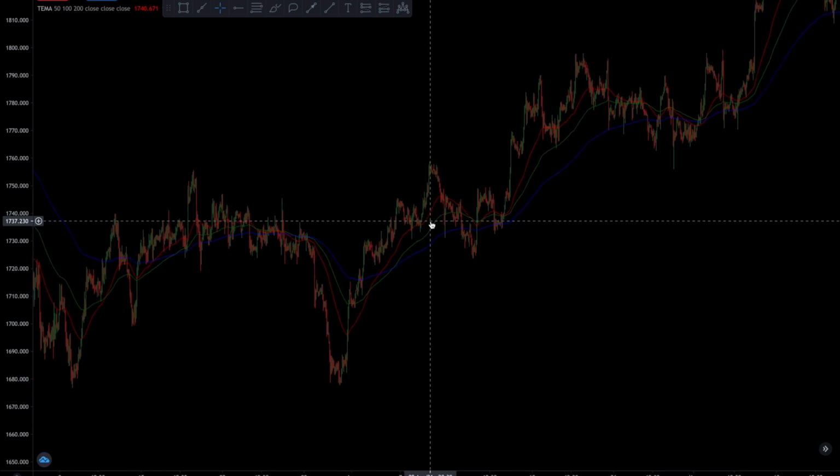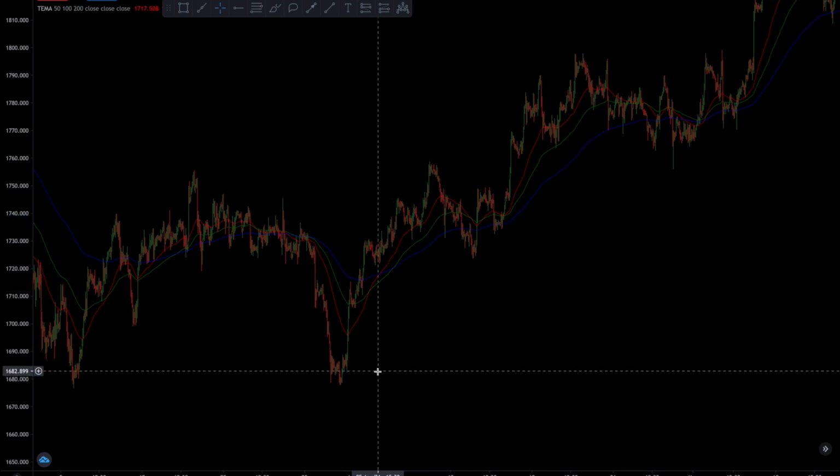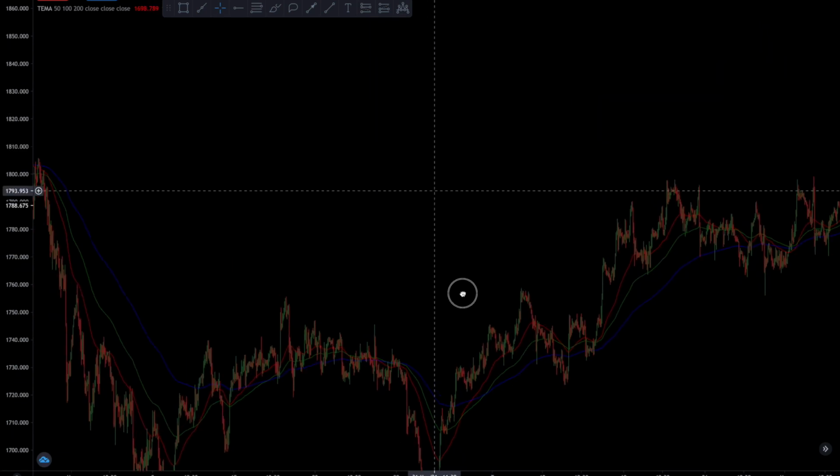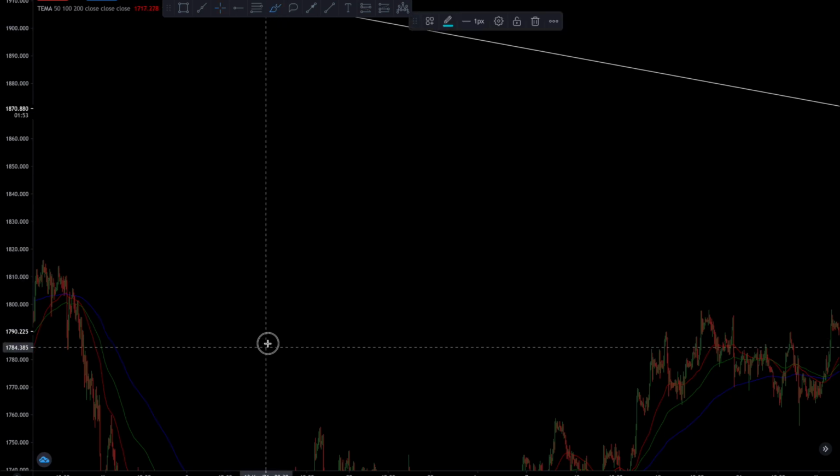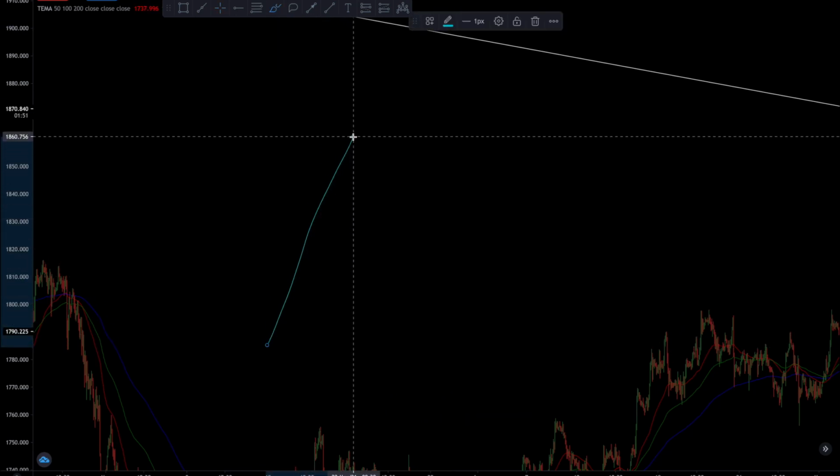So the easiest way to understand the type 3 pullbacks is by again drawing Fibonacci retracement, and this time the price will retrace more than 0.618 and most of the time till the level from where you drew the Fibonacci ratio. For example, let us say the price moved from this point and it moved till this level.